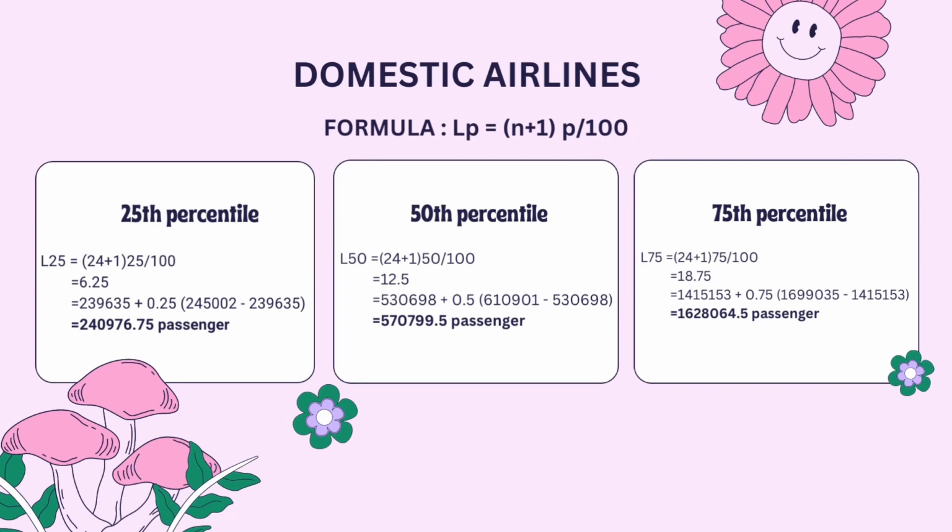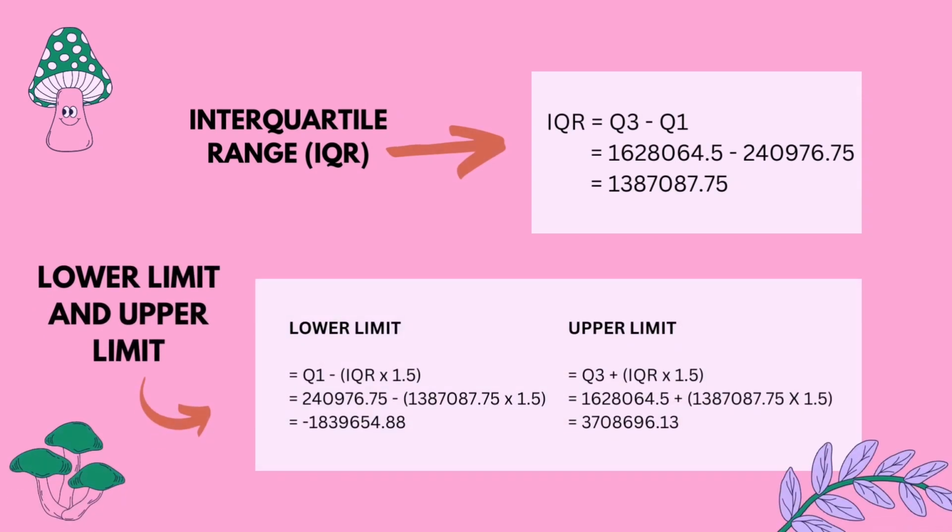The answer for the 25th percentile is 240,976.75 passengers, while for the 50th percentile it is 570,799.5 passengers, and the 75th percentile is 1,628,064.5 passengers. To find the outliers, we need to calculate the IQR using the formula Q3 minus Q1. So IQR equals 1,387,087.75.